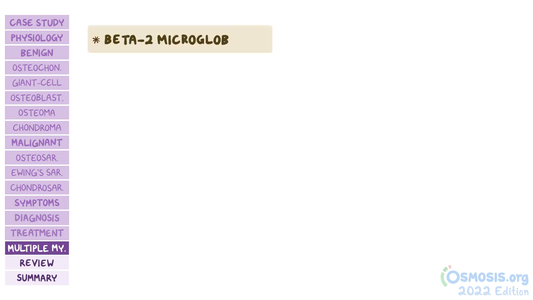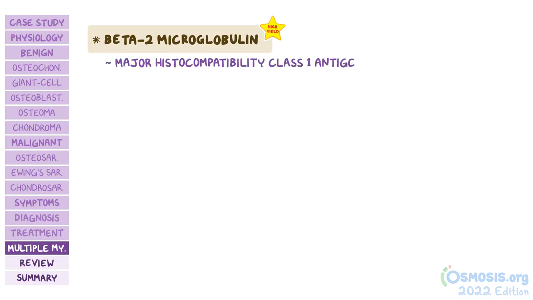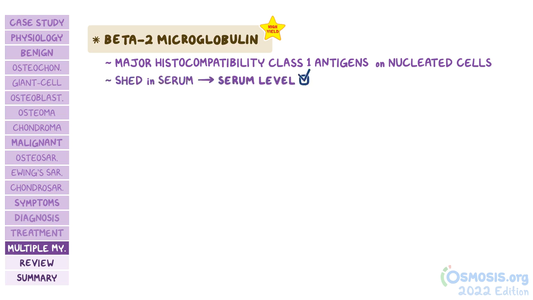Next, beta-2 microglobulin, a component of the major histocompatibility class 1 antigens found on all nucleated cells, can be shed in the serum. This is why serum levels are checked in multiple myeloma, because the higher beta-2 microglobulins are, the higher the severity of the disease.